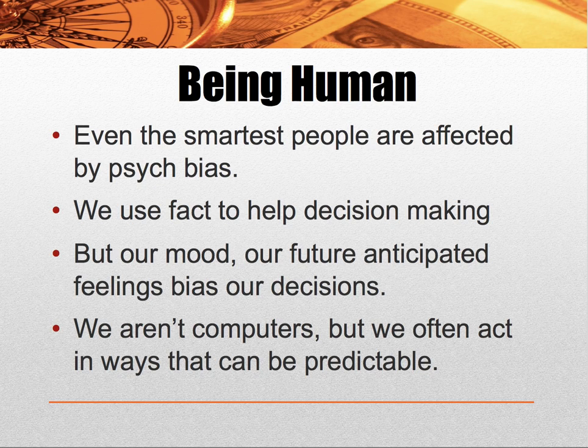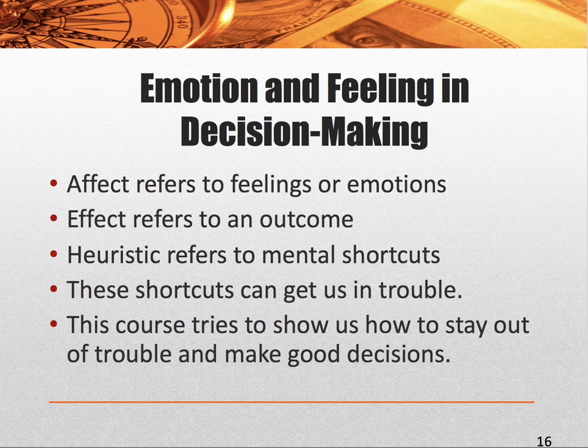In fact, we're going to use this as a help in our decision making, not a hindrance. Our mood and our anticipated feelings will bias our decisions, and we need to account for that. We aren't computers, and we don't act in ways that are totally predictable. In fact, our decision making is affected by our emotions and our outcome. The effect occurs after an outcome, and so what we're trying to do is decide how best to ask our questions to see if we are emotionally impacted by external events, or is our thinking illogical in some way.